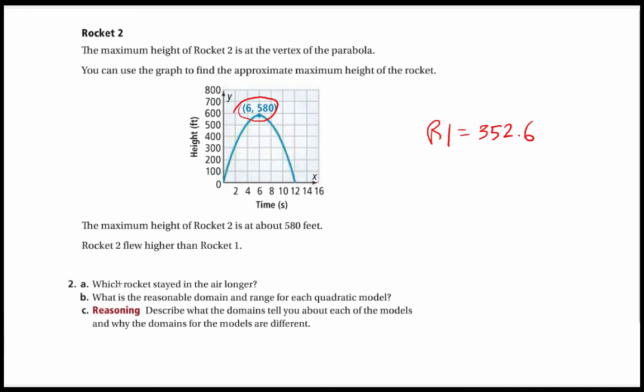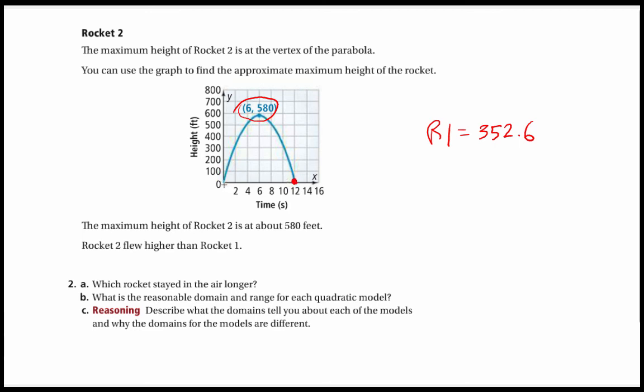Now, here's a different question. Which rocket stayed in the air longer? Well, if you think about that, how would we go ahead and determine that? Well, here the graph of rocket 2 can help us with that. That value is actually right here, okay?